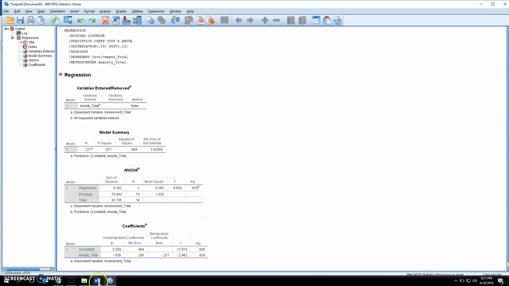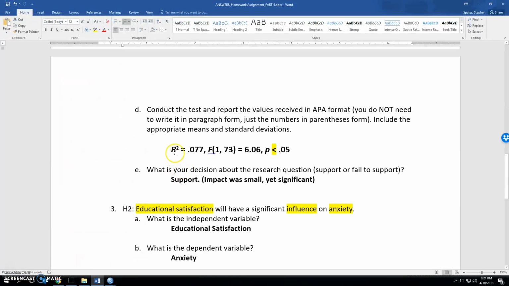So when we write those results, we're showing that our R squared was 0.077 with our degrees of freedom along with our N, and the value of the F statistic showing that it was 6.06, and P is less than 0.05, meaning that these results are significant.